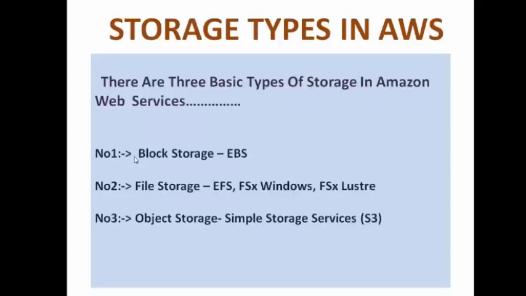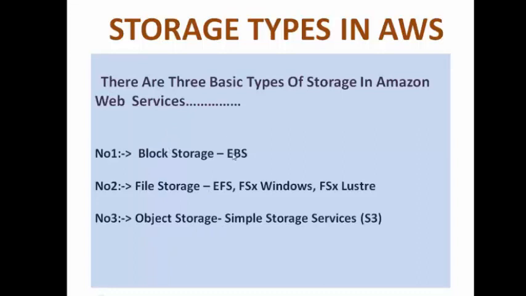First we have to know the storage types in AWS, meaning the basic types of storage in AWS. Then we will proceed to Elastic Block Store. There are three basic types of storage in AWS. Number one, block storage. Number two, file storage. And number three, object storage.